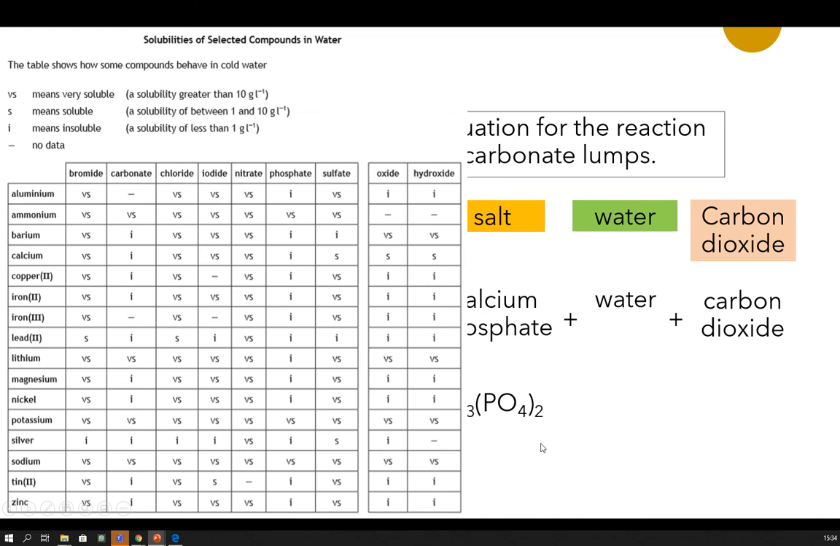Before we go on to water, let's have a look at the solubility tables to decide on what state symbol to use. So again, we're going to be looking up calcium phosphate. And if we look up calcium phosphate here, it says it's insoluble. That means it's going to form a solid. We'll look at precipitates later, but because it's insoluble, we know it's going to form a solid. So we're going to use the state symbol S. We'll look at insoluble solids and precipitates a little bit later in the course.